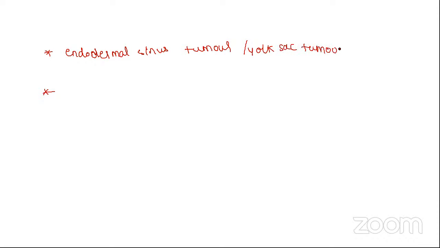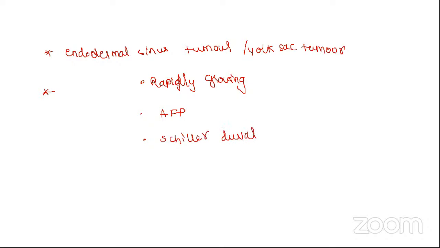The single liner pertaining to endodermal sinus tumor or yolk sac tumor is that it is a rapidly growing germ cell ovarian tumor. It has comparatively bad prognosis compared to other germ cell ovarian tumors. And the tumor marker is alpha fetoprotein. Whenever you have yolk sac, you will have more production of alpha fetoprotein. And on cut section, you will see Schiller-Duval bodies.